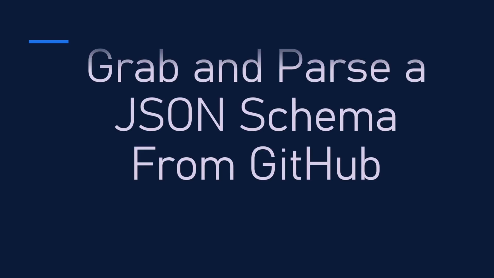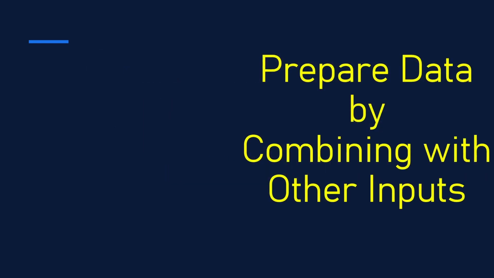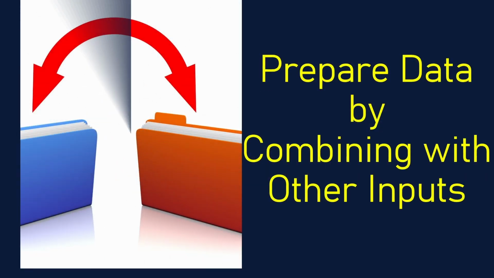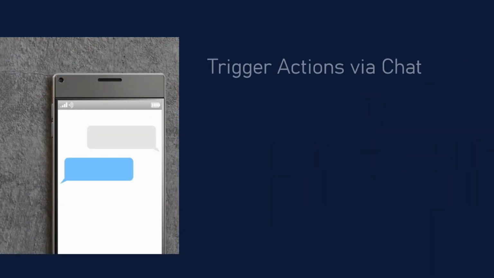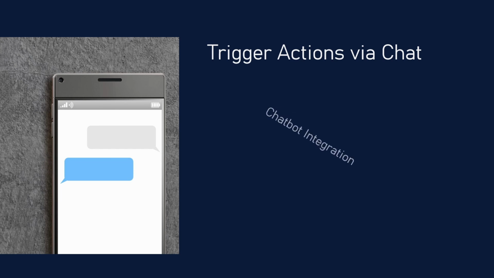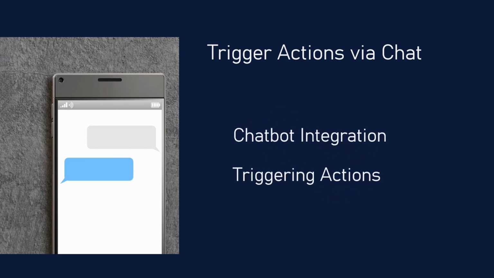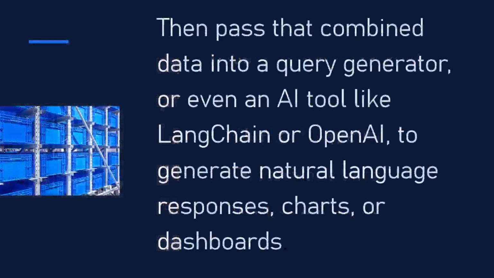So what exactly are we building in this video? We are going to build an automation that listens for a chat message, grabs a JSON schema from a GitHub URL, parses it to understand the structure of a database, and then prepares that data for combining with another input, like a search query or a question or a user request. And the fantastic thing is that as an output, it gives you good insight, as well as a visual diagram, maybe a chart or a bar chart.